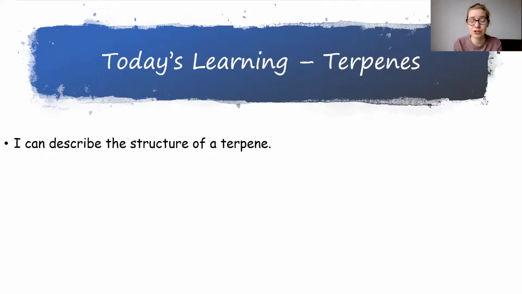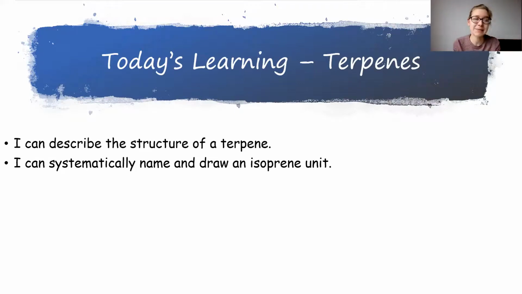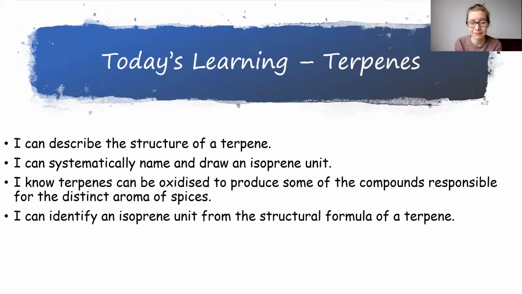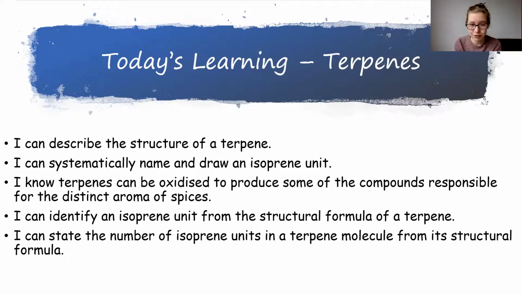I can describe the structure of a terpene. I can systematically name and draw an isoprene unit. That's a new word for us. I know terpenes can be oxidized to produce some of the compounds responsible for the distinct aroma of spices. I can identify an isoprene unit from the structural formula of a terpene. I can state the number of isoprene units in a terpene molecule from its structural formula.